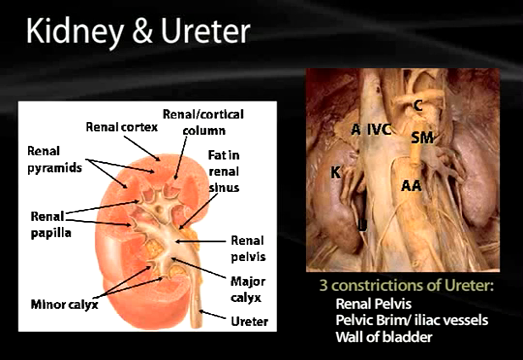There's three constriction points of the ureter which you need to know about. One will be when the renal pelvis narrows into the ureter proper. Then there'll be one at the pelvic brim when the ureter crosses the iliac vessels. And then again at the wall of the bladder, when it passes through the bladder on a tangent, which will act as a functional sphincter for the ureter.